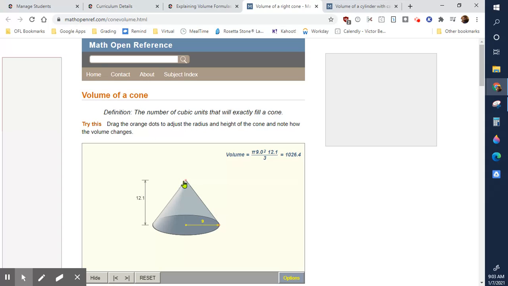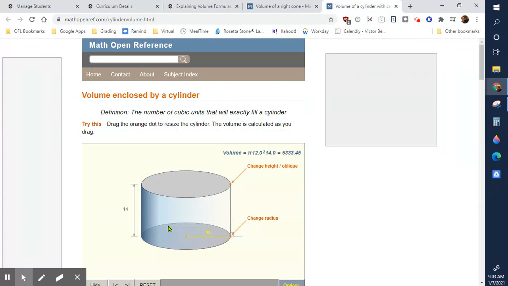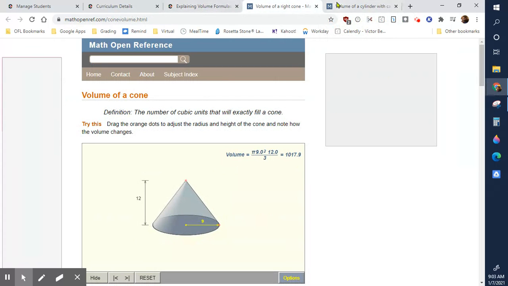Okay, so when I calculate my volume, I get 1017.9. So I'm just going to put 1017.9. Now I'm going to plug these in for the next one, 9 and 12. So 9 was the radius, so I'm going to move my radius to 9. Had it. There we go. And I'm going to move this down to 12.